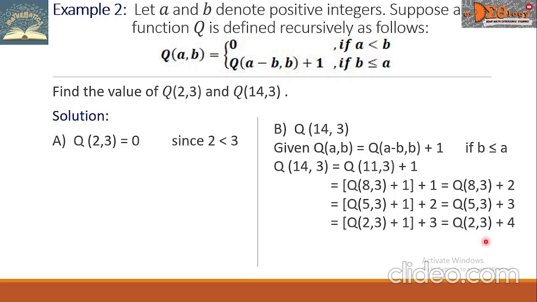Now let us evaluate this Q of 2, 3. Take note here that this 3 now is more than 2. We can simplify this by following the first formula. Actually, we have this value from A. So we write 0 plus 4. And we simplify this as 4. These are the answers: for Q of 2, 3, that is 0. And for the Q of 14, 3, the answer is 4.